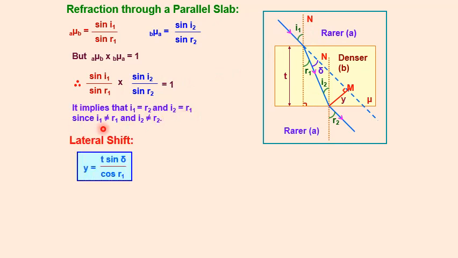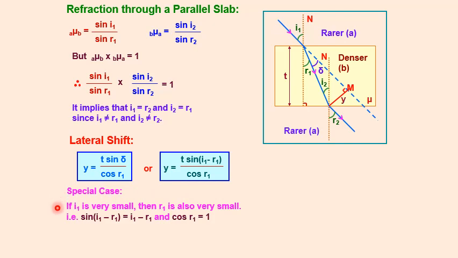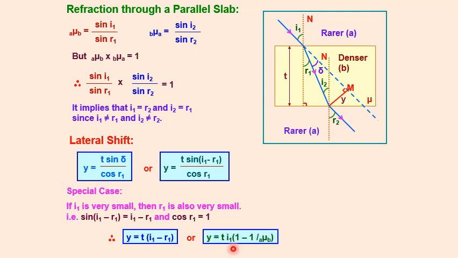Now, lateral shift y can be written as t sin delta upon cos r1, or we can write y is equal to t sin(i1 minus r1) upon cos r1. Special case: if i1 is very small, then r1 is also very small. That is, sin(i1 minus r1) is equal to i1 minus r1 and cos r1 is equal to 1. Therefore, y can also be written as t(i1 minus r1), or y is equal to t i1 (1 minus 1 upon aμb).